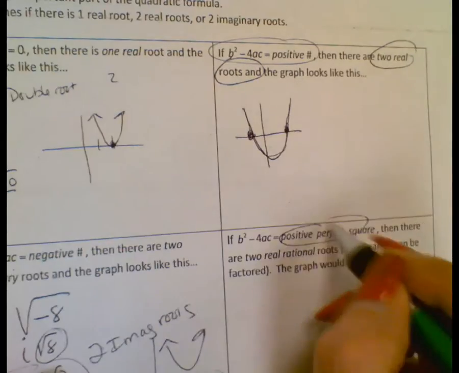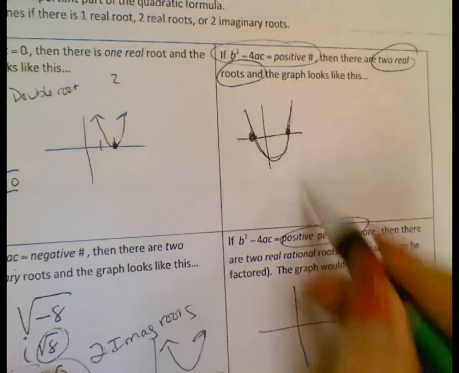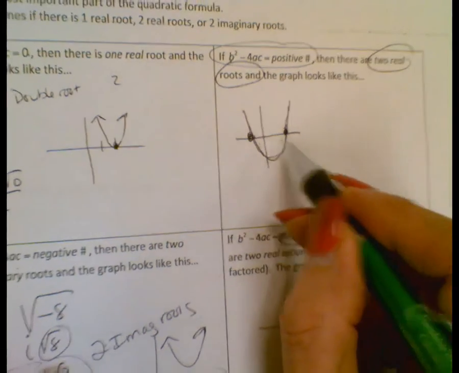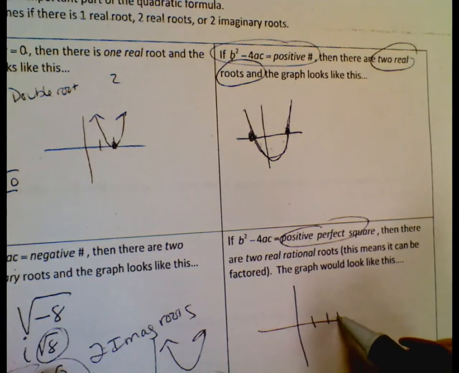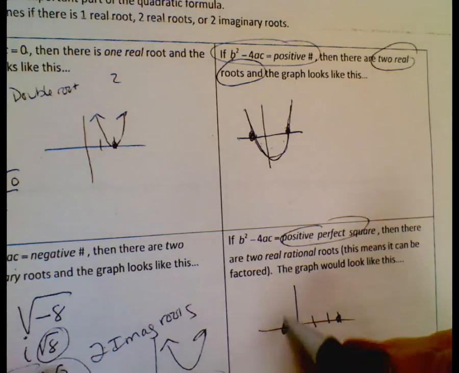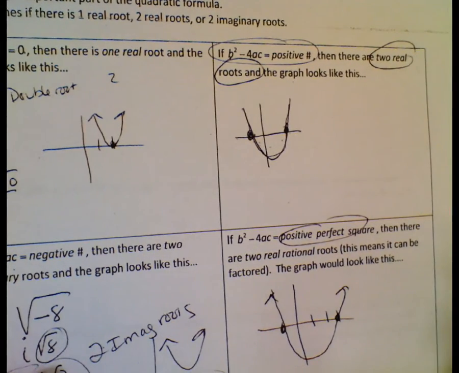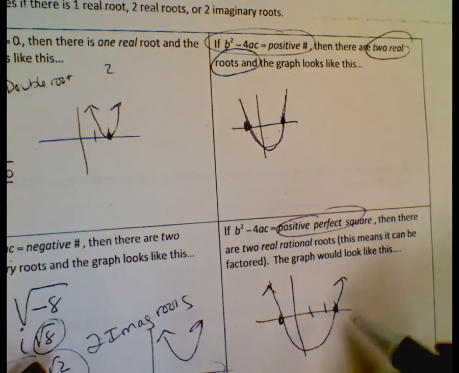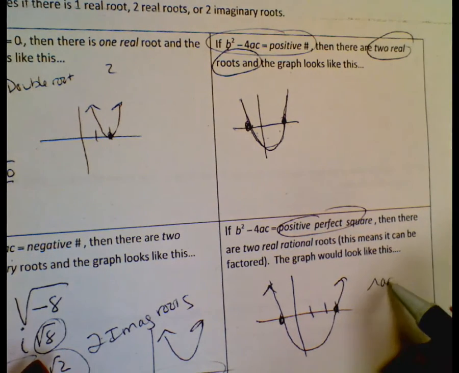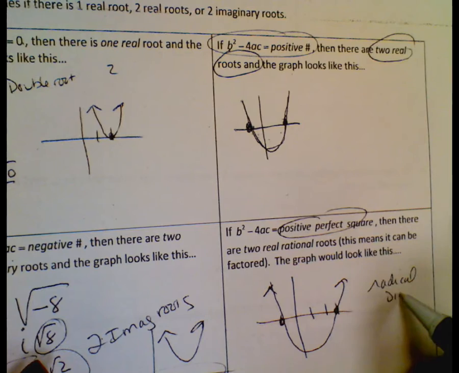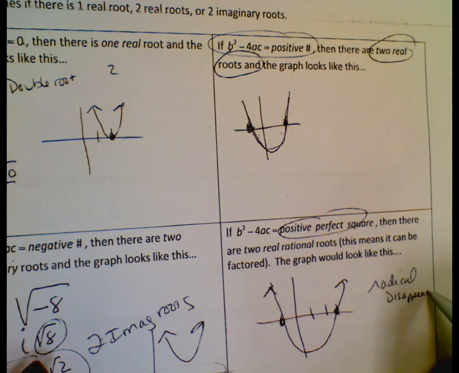And then if it's a positive perfect square, it means that you have 2 real roots, and you can actually see them. So it might be like 3 and -1. They're pretty ones, it just means they're nice. It means that if you do the quadratic formula, the radical will disappear. That's if you have a perfect square underneath. So let's get to it.